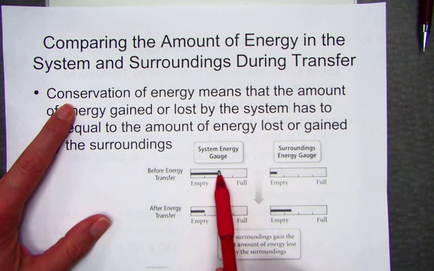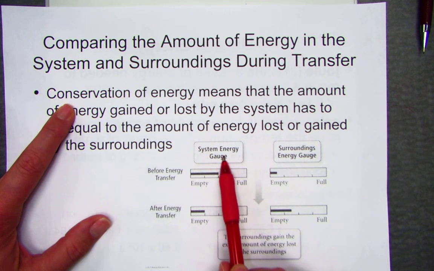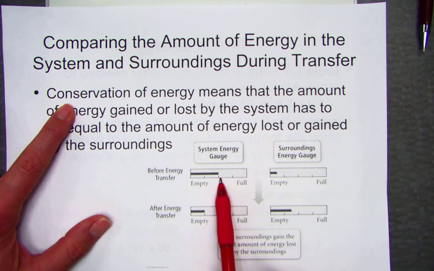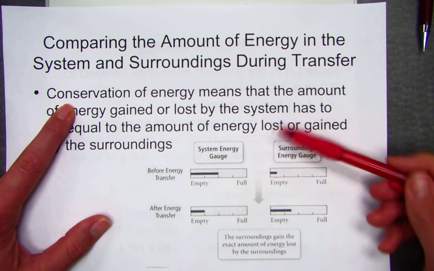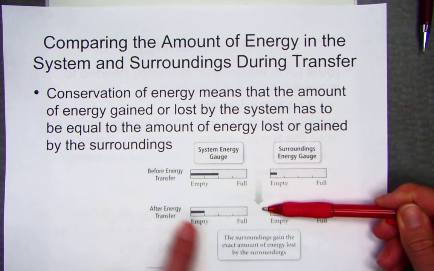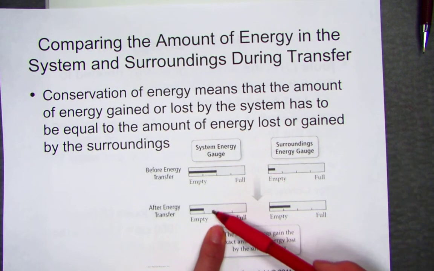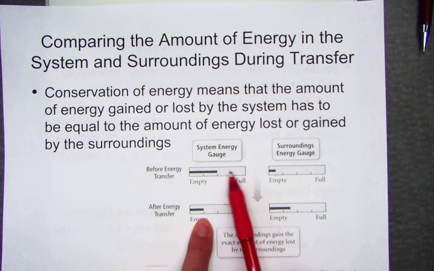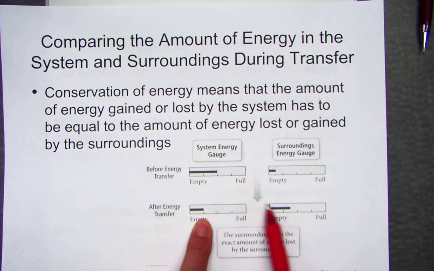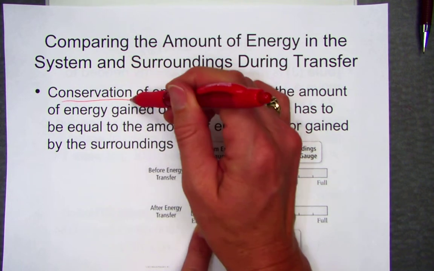If this is the amount of energy before the energy transfer, so the system energy gauge is about half full. If the surrounding energy gauge then is about a quarter full, a little less. Through the process of a chemical change, notice here the system lost energy, but notice an equal amount of energy was gained by the surroundings. The net lost by the system equals the net gained by the surroundings. Energy is conserved.